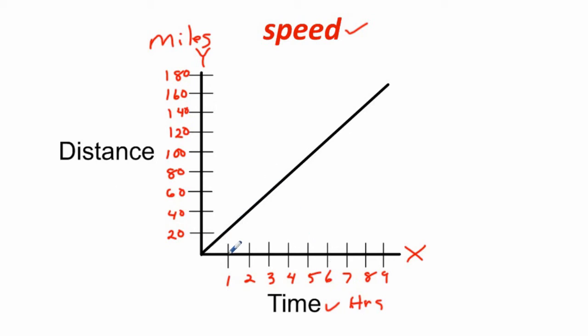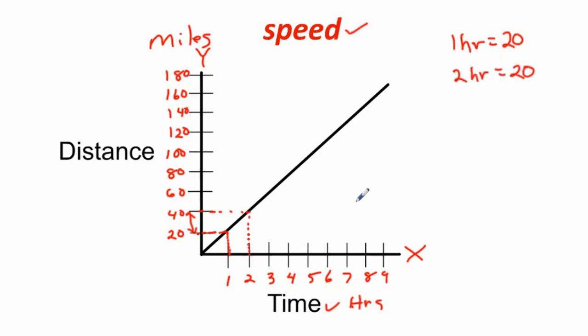If I take the 1 hour and I come up to this line and come over, it looks like I've gone 20 miles. So after 1 hour, I've gone 20 miles. How about during the second hour? From 1 to 2 is another hour, the second hour. I went 40 miles? No, that's the total. The second hour I actually drove from 20 to 40. So during the second hour, I did 20 miles.